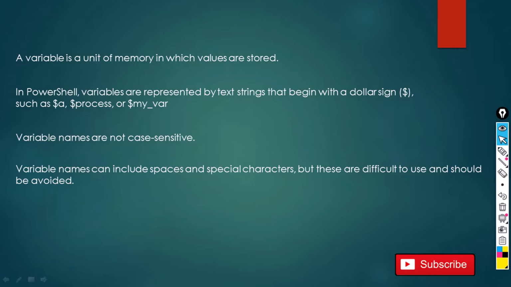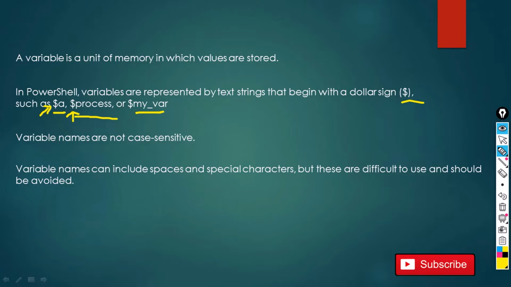In PowerShell, variables are represented by text strings that begin with a $ sign, which means all variables are prefixed by a $ sign, and then you can give whatever name you want for your variable. For example, in this particular instance, the variable name is A. It is not $A, it is A. Dollar is used to represent that A is a variable. Again, in this example we have process as the variable name, and it is not $ sign process, because dollar is used to represent that process is a variable.